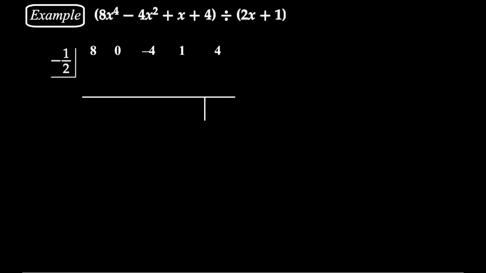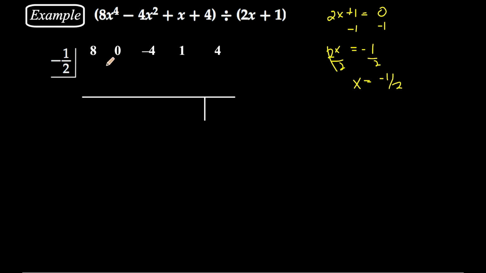Let's try another one. This one, we have a place marker of 0 because we're missing an x cubed term. And so I've written all the coefficients in here for you. When we set 2x plus 1 equal to 0, we want to subtract 1 from both sides. So we get 2x is equal to negative 1, and then dividing by 2 on both sides. Okay, the 2's cancel. We get x equal to negative 1/2. And that's how we got the number that's out in the box.